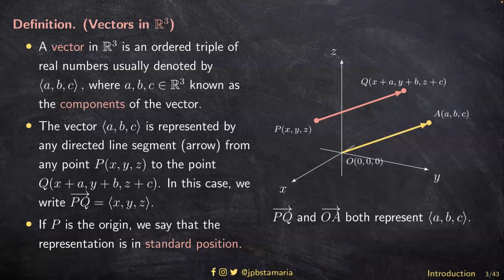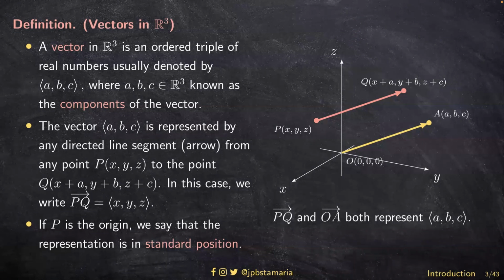A vector may be represented by any directed line segment, or yung tinatawag nating arrow, from any point P to the point Q. Kaya angle brackets ang ginagamit ko kasi I don't want you to confuse a vector with a point. Kasi a point in a three-dimensional space, we already represent it by a, b, c with parentheses, di ba? To differentiate a point from a vector, we use angle brackets for vectors and parentheses for points.